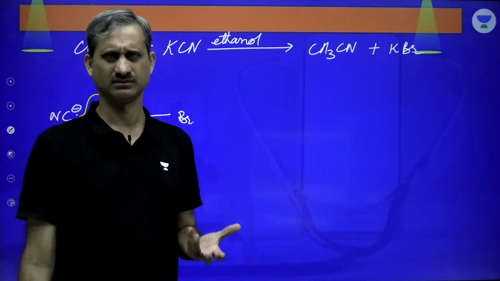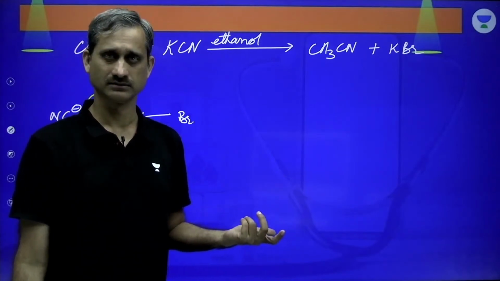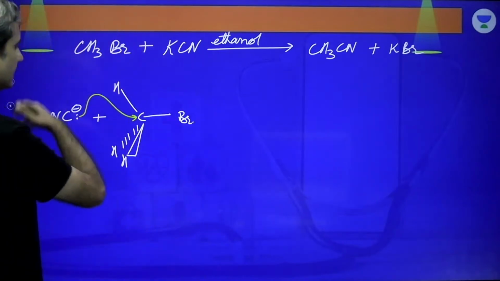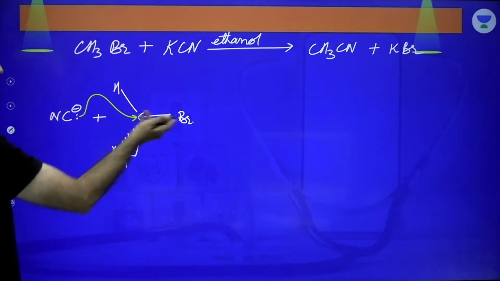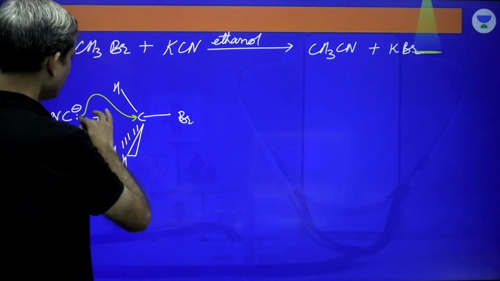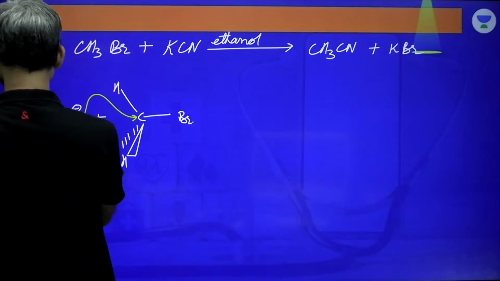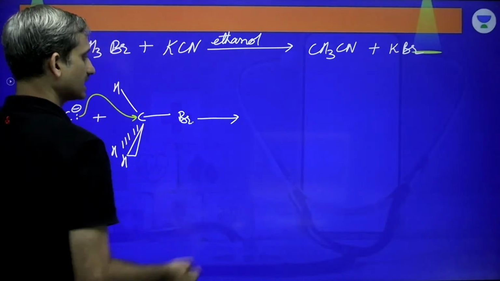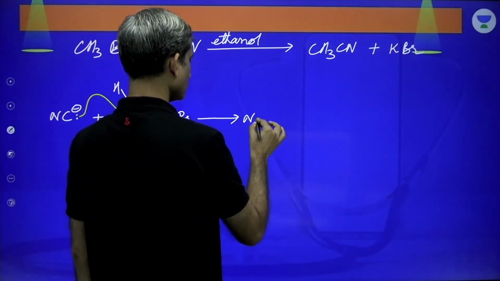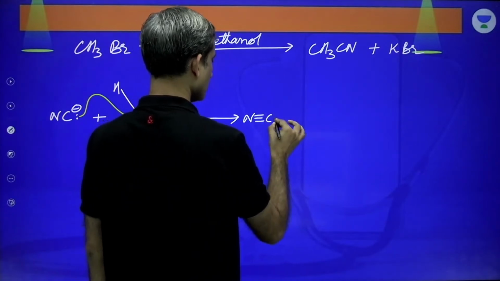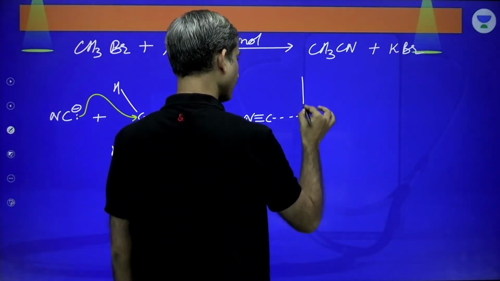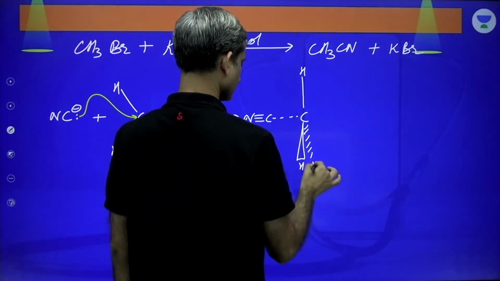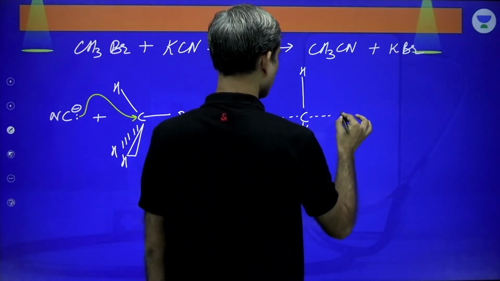Where is the confusion? I fail to see that. Where is the exception? I fail to see that. So cyanide is going to attack from the position which is farthest from bromine. When it attaches here, we get a situation in which cyanide has not actually formed the bond and bromine has not broken the bond. Here it is going to be N, triple bond C, here a bond which is being formed, and a bond which is being broken.